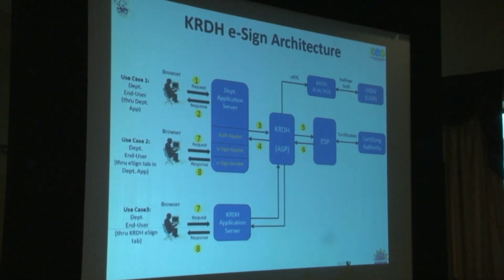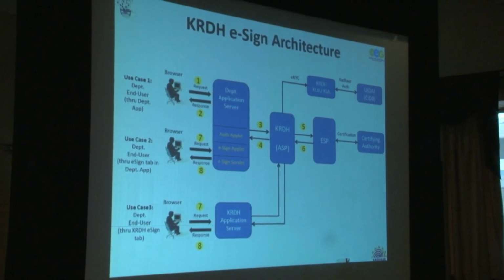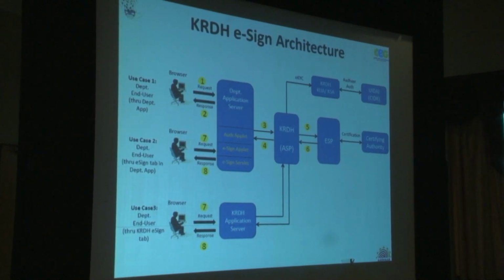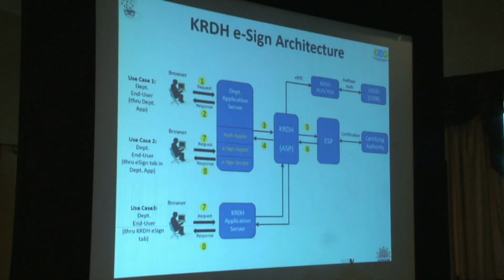On the right-hand side, you will see a slightly gray part, which is the architecture that has possibly been talked about the whole day. So I'm not going to touch upon it; I'm going to touch upon the right side, which is how a department application is going to interact. You have the end user at the right-hand side. It may be department staff, the resident and others. They interact with the department application. They are not interacting directly with the eSign; they interact with the department application.